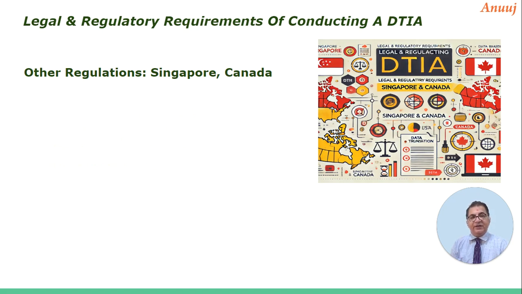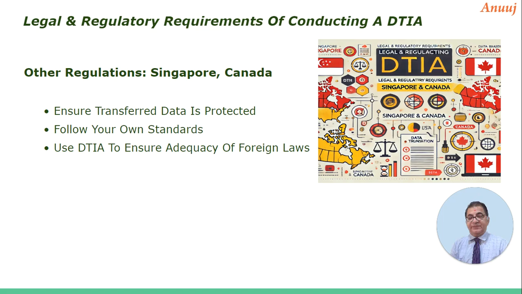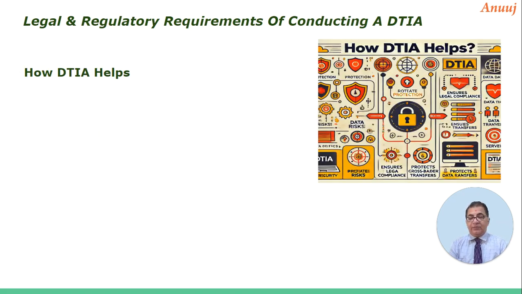Smaller countries like Singapore and Canada also have regulations around the DTIA. Their regulations say that the data transfer must always be protected. The destination country, or the companies which are moving the data out of Singapore or Canada to any other country, should follow the data transfer and data protection privacy norms laid down within Singapore or Canada respectively. DTIAs should be used to ensure adequacy of the foreign laws, and the organization should use DTIA to ensure that there are appropriate measures in place in moving the data out of Singapore and Canada.